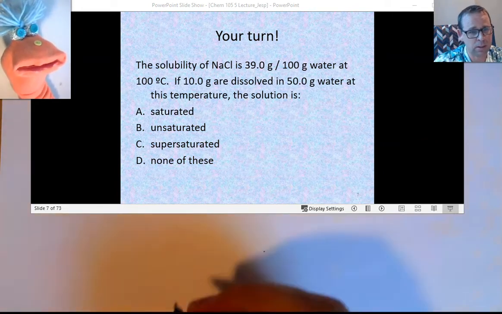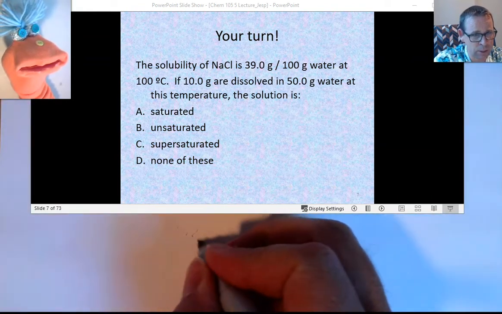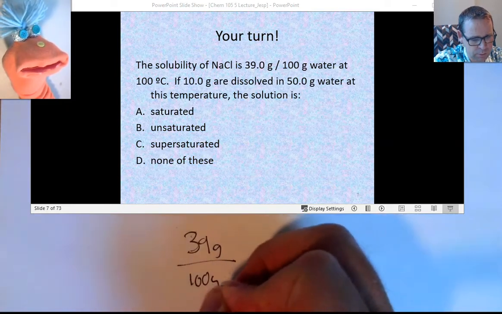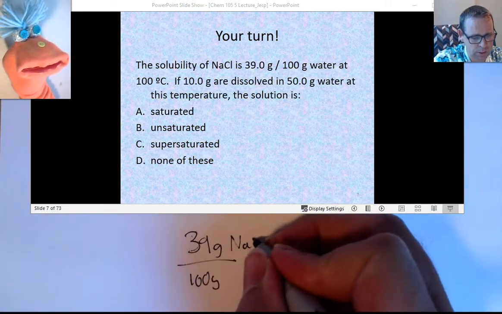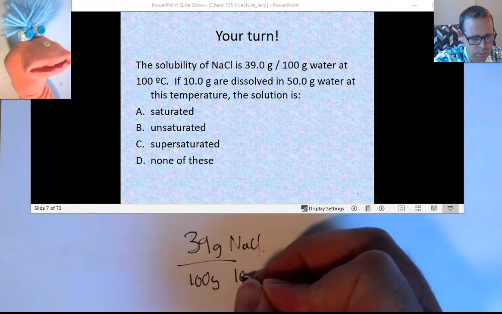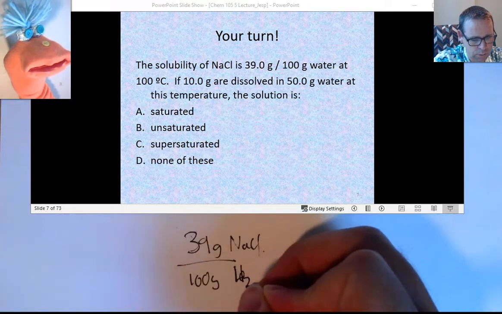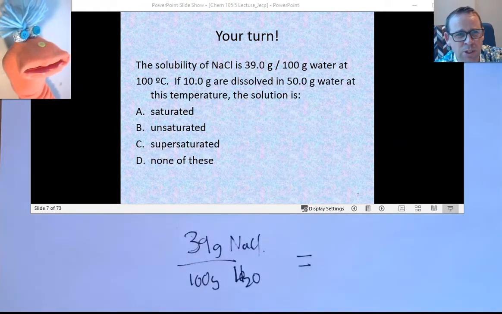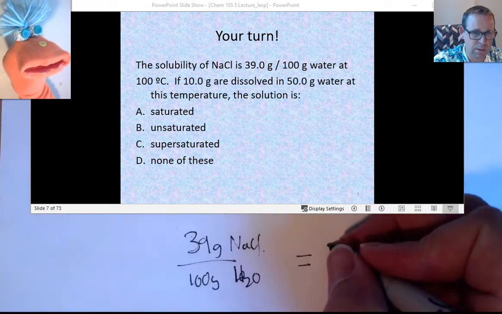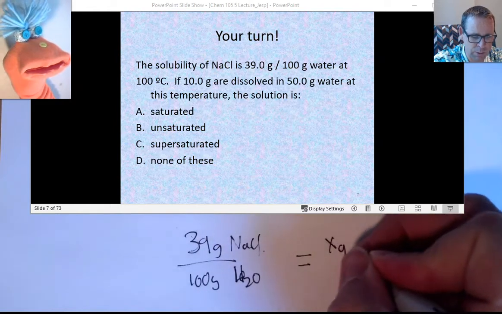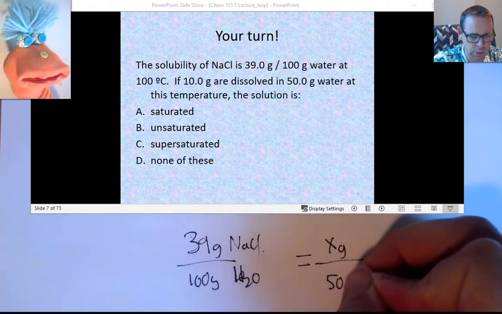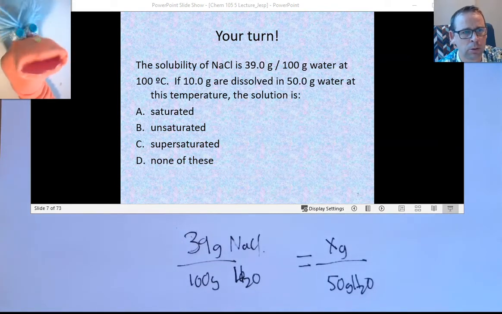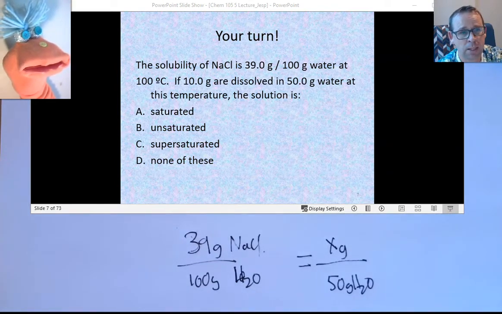Well, if we see that 39 grams should be able to dissolve in 100 grams of water, right? 39 grams of NaCl for every 100 grams of H2O. Then we can just use a relationship here and say, how many grams should I be able to dissolve in 50 grams of water? Oh, that's just half. So half of 39. What is that? 19 and a half? Yeah, that's right. 19 and a half.